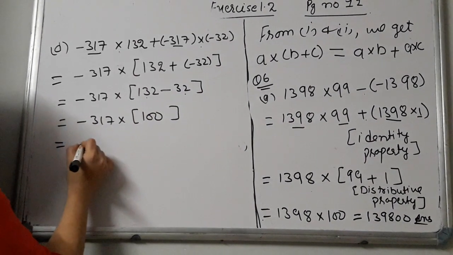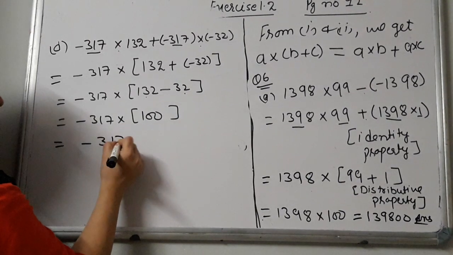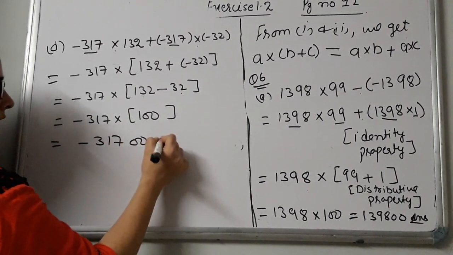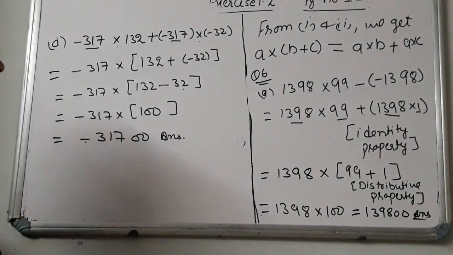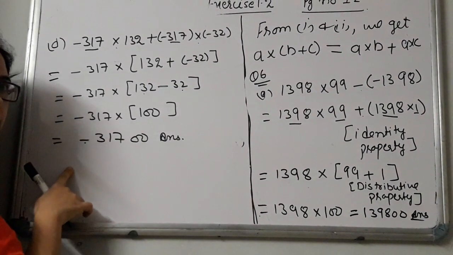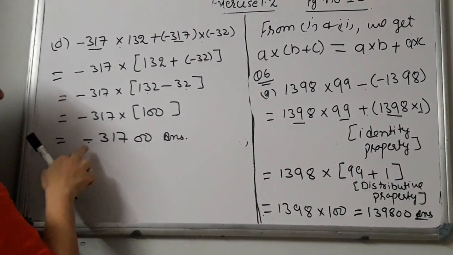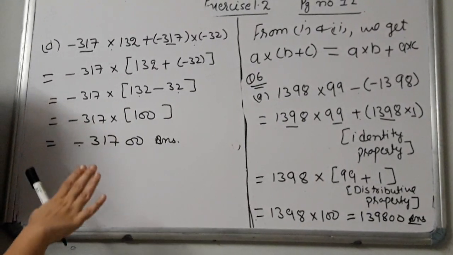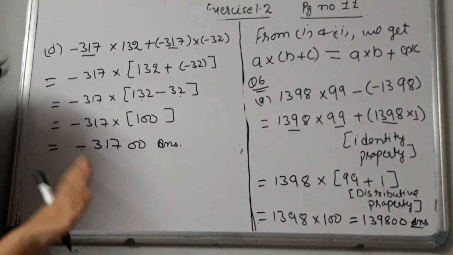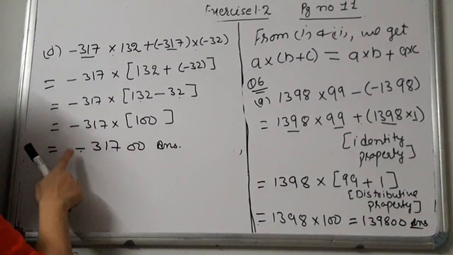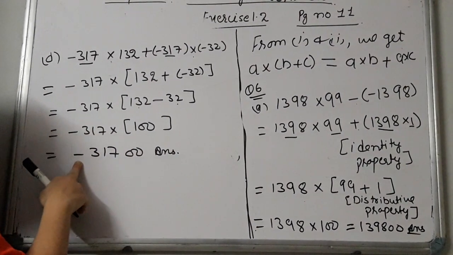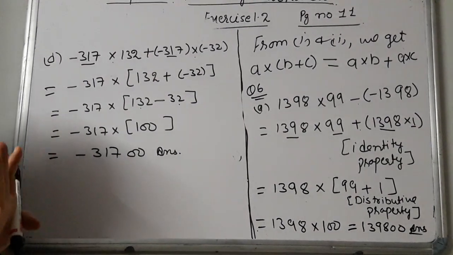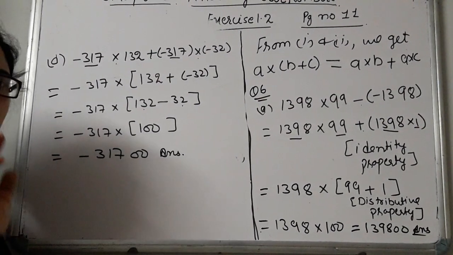And what will be the answer? -31700 is the answer. Where minus is, we have to check. While doing the questions of integers, we have to check whether we are putting the signs properly. Because even if you are doing the sums correctly, but you are not observing whether signs are put properly or not, the meaning will be very different and your question will be wrong.